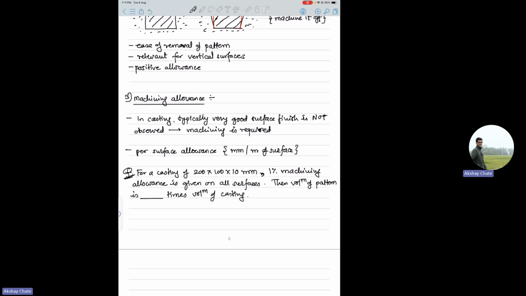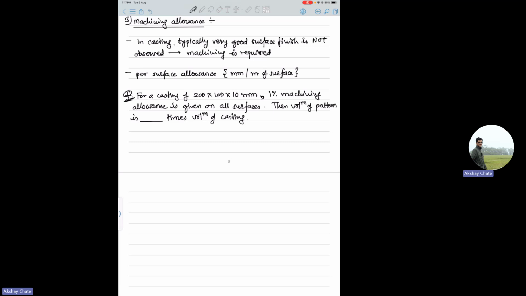So this type of question is pretty straightforward and can be asked. So you can just draw the casting, no? Let's say this is 200, this is 100, and your height will be, let's say, 10. Then on each surface you have to do finishing, right? So each surface will get increased by 2 mm, no? Because top and bottom. So 200 length you have, this side also. I mean, if you machine it from this side and this side, you have to get 200. So 1% from each side.